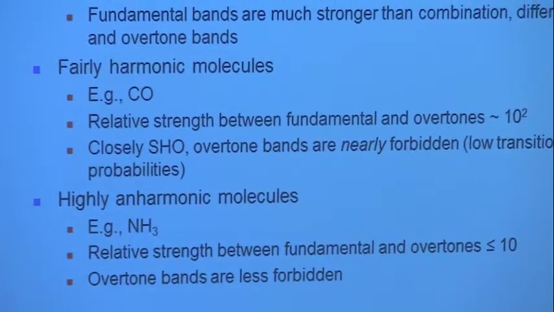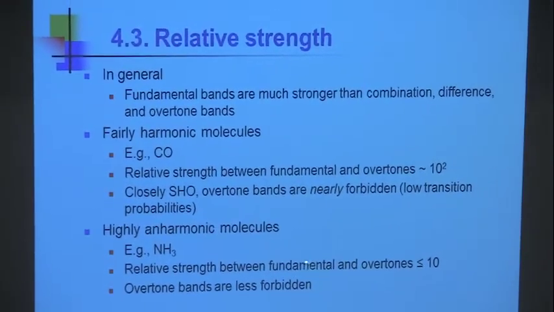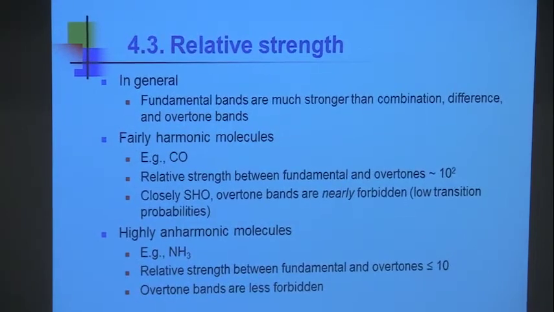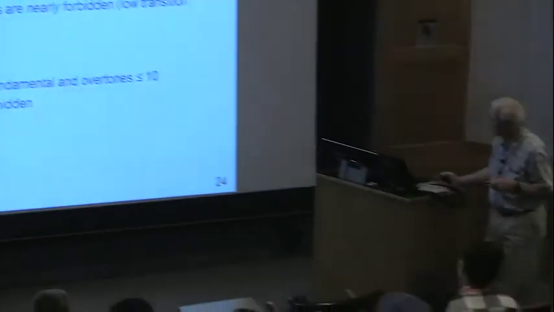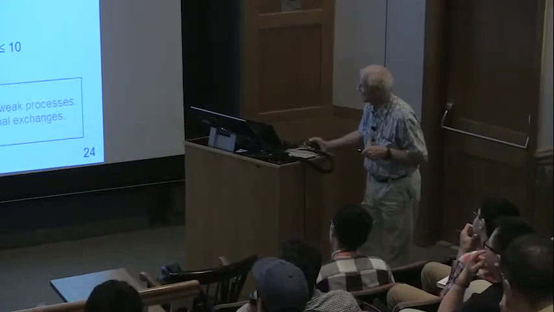If it's highly anharmonic, and it turns out that ammonia is highly anharmonic, now the strength between the fundamental and the overtone is about 10. So the fundamental is about 10 times as strong. Overtone bands are less forbidden. In spectroscopy, we'll say the rule is it's forbidden. What it really means is it's kind of forbidden. It's not really forbidden, it's just discouraged, I guess.